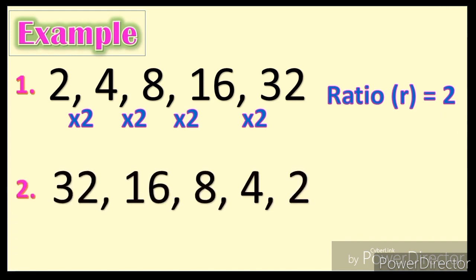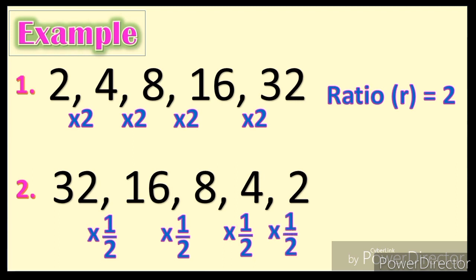Next, we have number 2. We have 32, 16, 8, 4, 2. In this case, if we observe, we multiply by 1/2. So 32 times 1 is 32, divided by 2 is 16. Now we have 16 times 1/2: 16 times 1 is 16, divided by 2 equals 8. Then 8 times 1/2: 8 times 1 is 8, divided by 2 equals 4. And another one, 4 times 1/2: 4 times 1 is 4, divided by 2 equals 2. So the common ratio is 1/2.